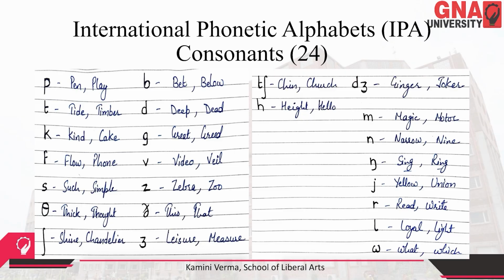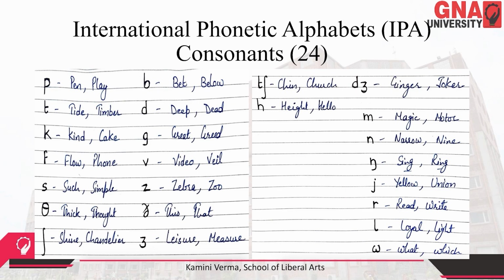Parallel to it, the sound written over here is B. B as in bet, B as in below, B as in bell, B as in behind. So all the sounds which start with the letter B.